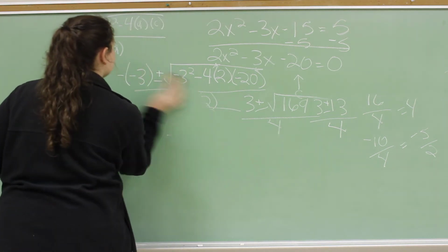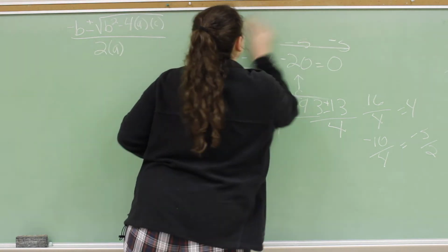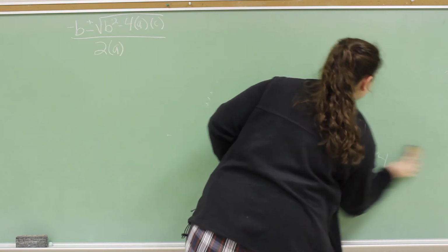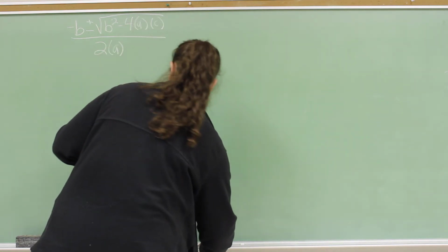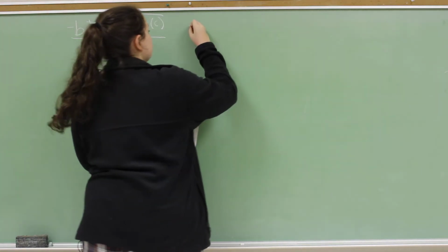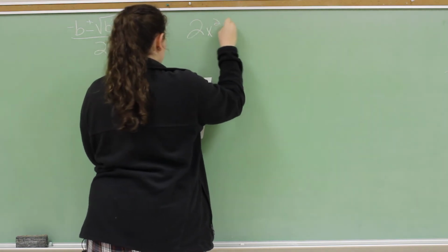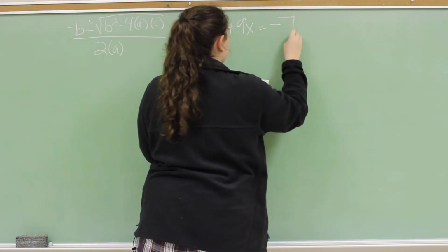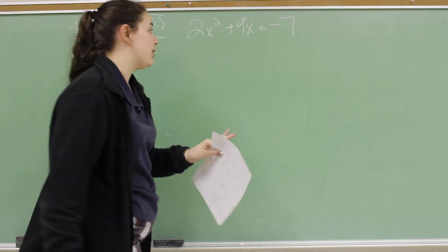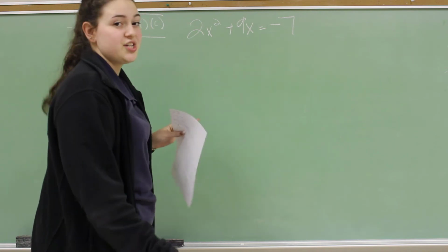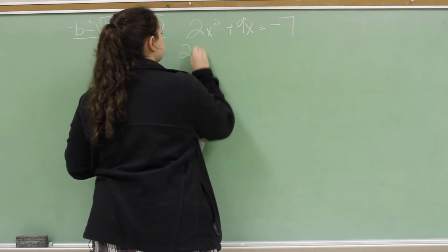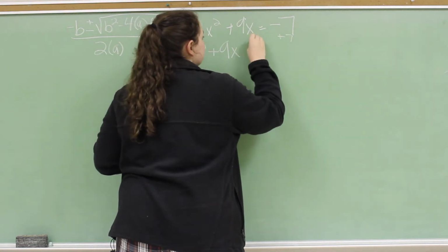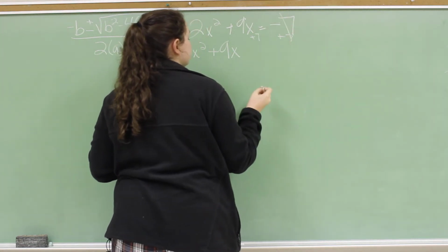So for our next problem, we're going to be using 2x squared plus 9x equals negative 7. So, as stated earlier, first we have to set the equation equal to 0. So 2x squared plus 9x, add 7 to both sides, is equal to 0.